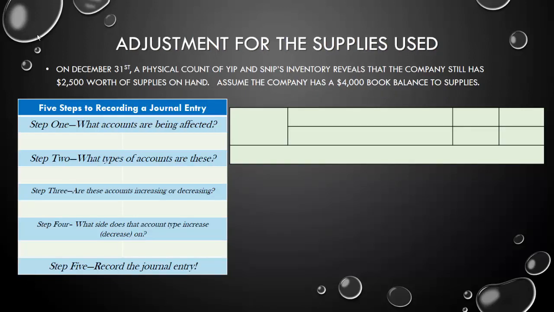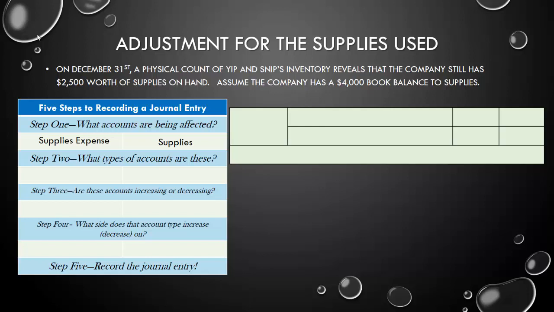So to make an adjustment for supplies used during the period, Snip would have sent out someone to do a physical count of their supplies, and that person would have come up with $2,500 in this example. Snip has $2,500 worth of supplies left in their storage at the end of December. Well, they bought 4,000 at the beginning of December, which means we've expended some supplies. Therefore, one of the accounts being affected has to be supplies expense. We've used up supplies. And the other account being affected has to be supplies itself because we used them. We don't have as much left on the books.